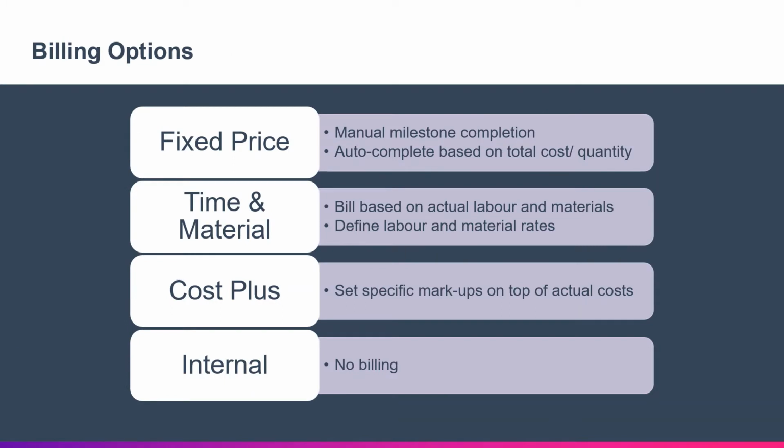In terms of how you bill your customer, you can bill based on a fixed contracted price with milestones, bill based on actual labor hours and materials, or by using a specified markup for all your costs. You also have the option of not billing the project at all. And within the same project, you can have different billing options. So if you have variations that will need to be billed differently, you can still manage it on the same project.